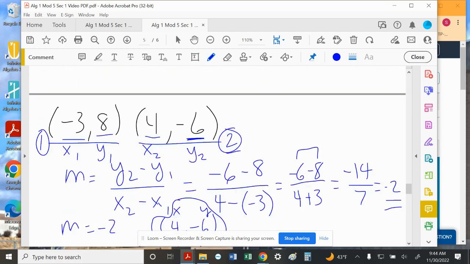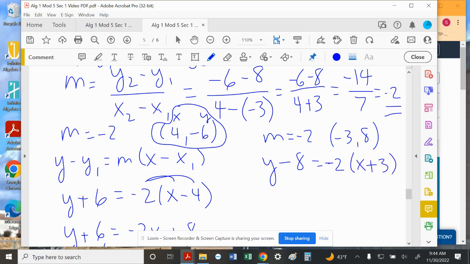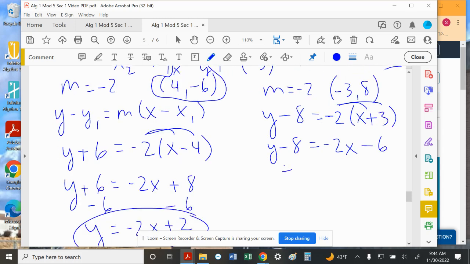Now, just to show you, I'm going to show you with the other point, -3, 8. So let's go over here and we'll do this a little separately. You don't have to do this. You don't have to do both. So I'm going to just plug them in this way. So y minus y1 equals -2 times x plus 3, because of that negative sign there. So I have y minus 8 equals -2x, I'm going to distribute that through, minus 6. Add 8 to both sides. y equals -2x plus 2.